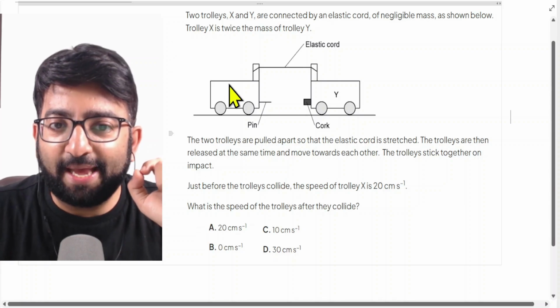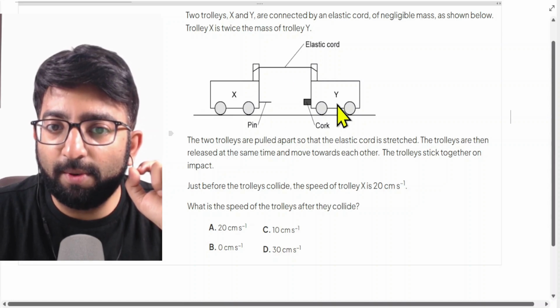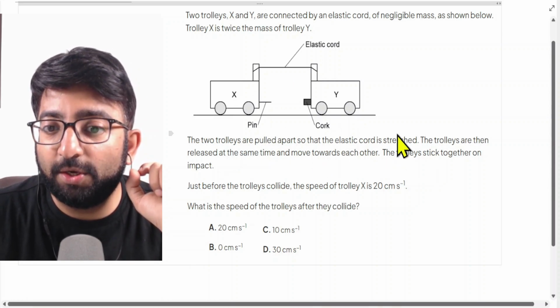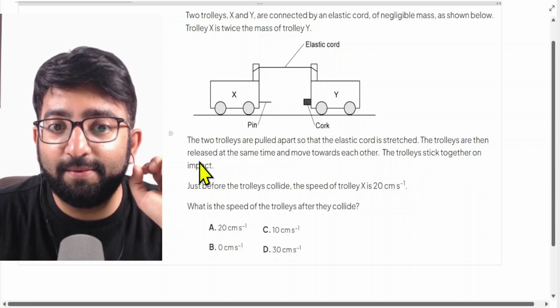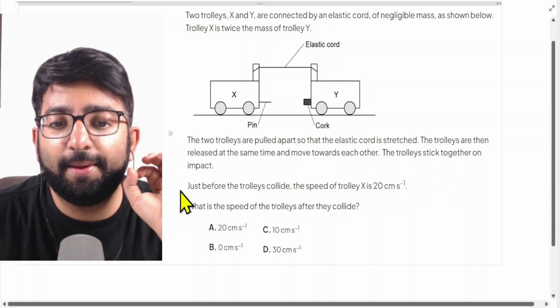So we have two trolleys X and Y connected by an elastic cord. Trolley X is twice the mass of trolley Y. The two trolleys are pulled apart so that the elastic cord is stretched. The trolleys are then released at the same time and move towards each other. The trolleys stick together on impact.